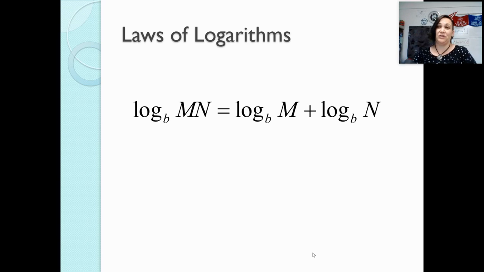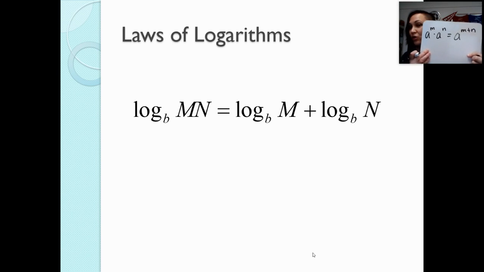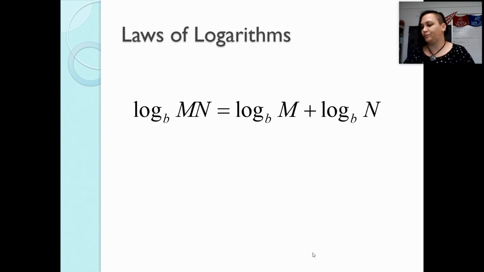This is similar to one of our exponent rules. We had an exponent rule that said if you are multiplying 2 bases that are the same, you can change it to 1 base using addition. Now, this is a little bit different because it's taking one thing and splitting it into 2, but that main concept is there, right? We have multiplication and it changes to addition. So this is the rule that goes along with this rule for logs.